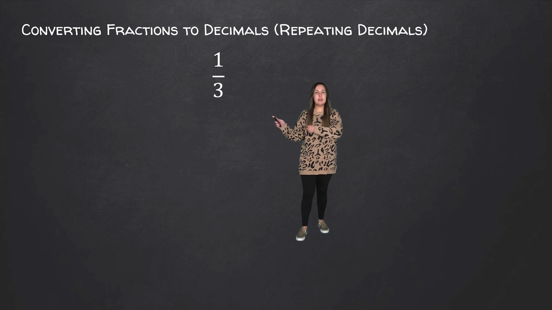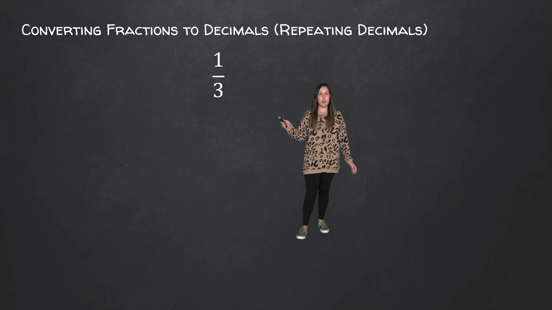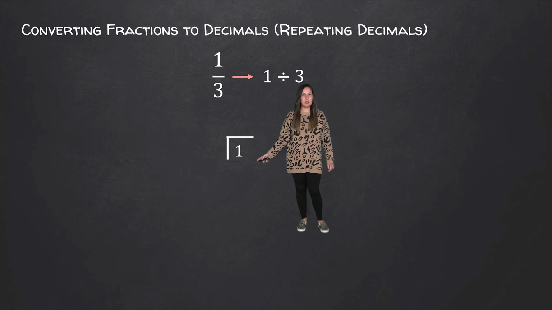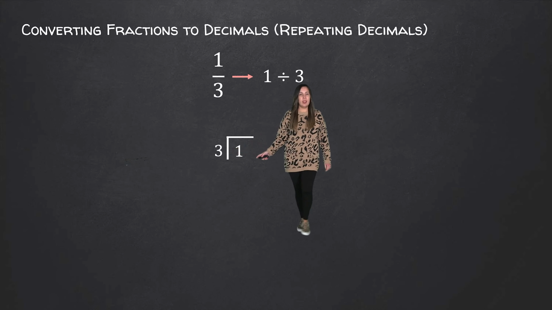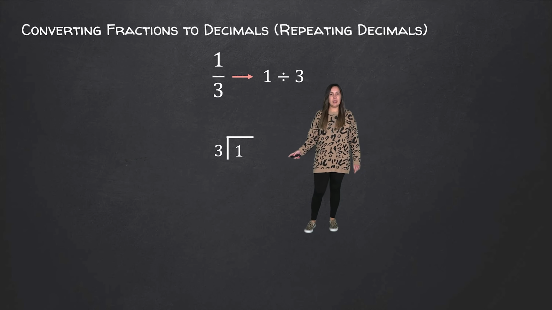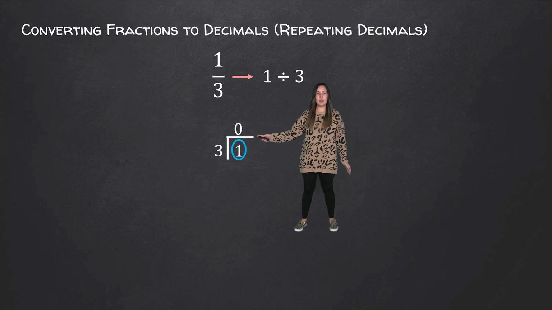To get us started, we have 1 over 3. Now, in order to convert 1/3 into a decimal, we have to take the numerator and divide it by the denominator. So 1 divided by 3. That means that our numerator is going to be our dividend and our denominator is going to be our divisor. And then we ask ourselves, how many times does 3 go into 1? Well, 3 does not go into 1, so that would be 0.